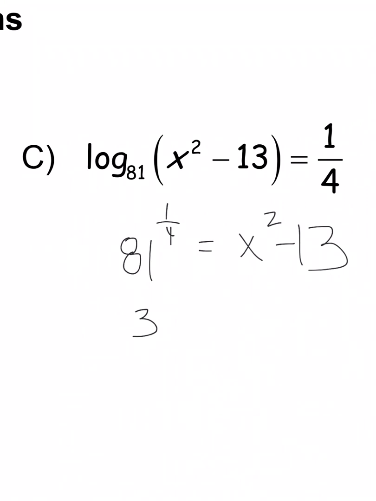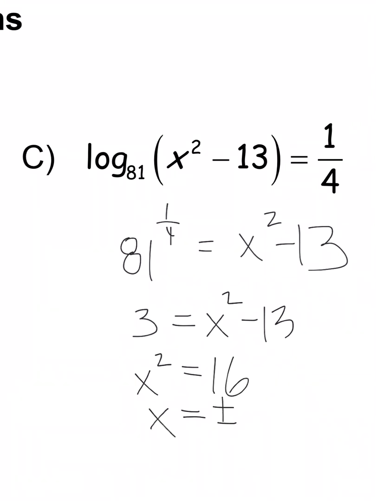And you go, oh, well, shouldn't that be plus or minus? Well, that's the same thing as the square root of 9. Whenever you have an expression like that, we just take what's called the principal square root. So this is a positive 3. And then we have x squared minus 13. Add over the 13, and that gives us 16. Square root, we get x equals plus or minus 4.